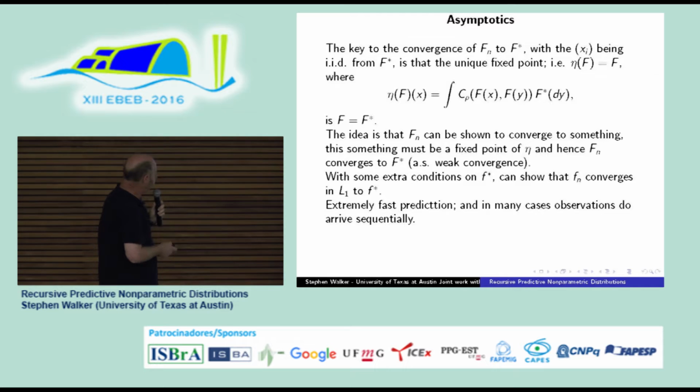So it's a very straightforward argument. There are some technical details that need to be filled in, but that's the basic outline. That your Fn converges to something, that something has to solve this, and the only thing that does solve this is the distribution generating your observations. If you're going to put some extra conditions on the true density, then you've got some stronger results, which is that your sequence of predictive densities converge in L1 also to the density that's generating the observations.